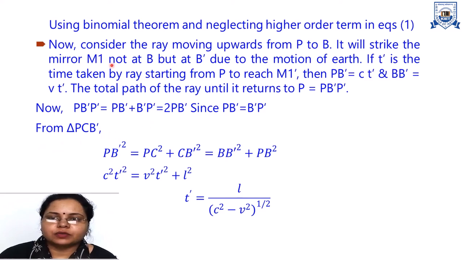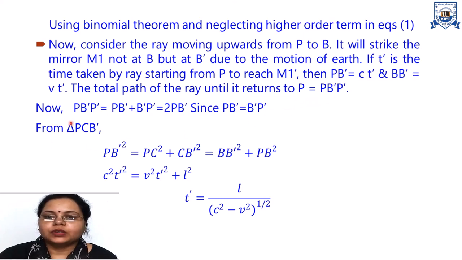Now consider the ray moving upward from P to B. It will strike the mirror M1 not at B but at B dash due to the motion of the earth. If T dash is the time taken by the ray starting from P to reach M1 dash, then PB dash is equal to cT dash and BB dash is equal to vT dash. The total path of the ray until it returns to P is equal to PB dash P dash.